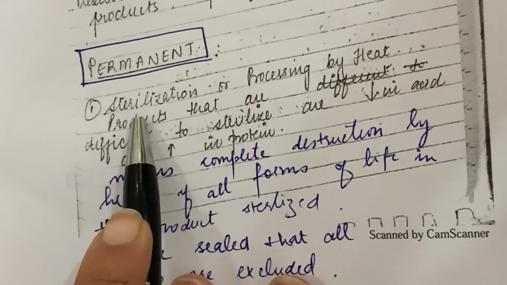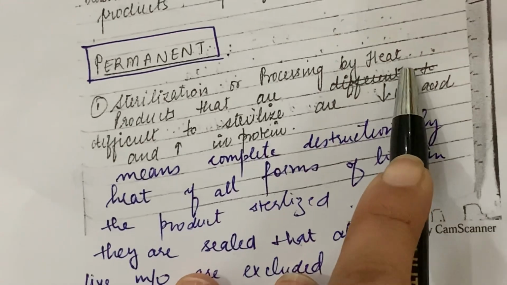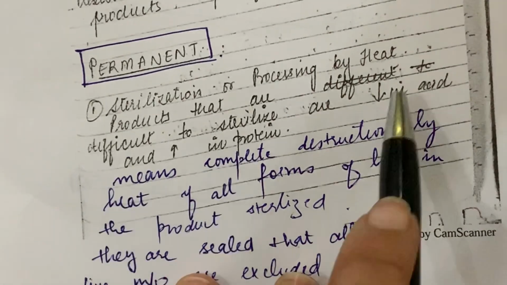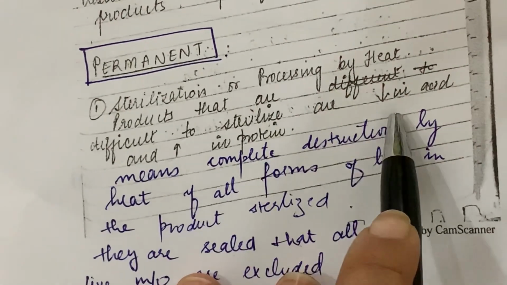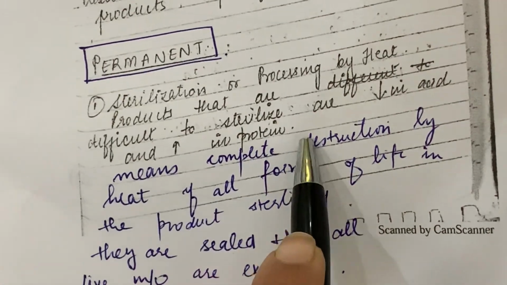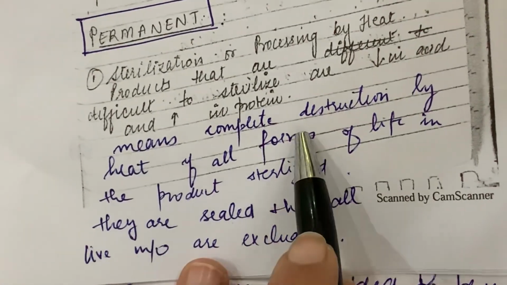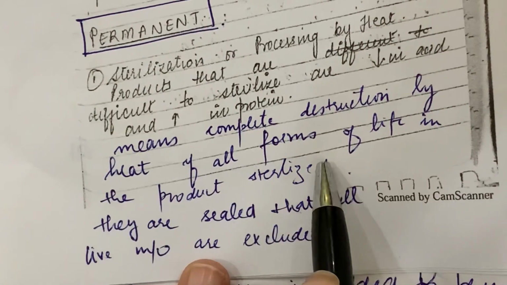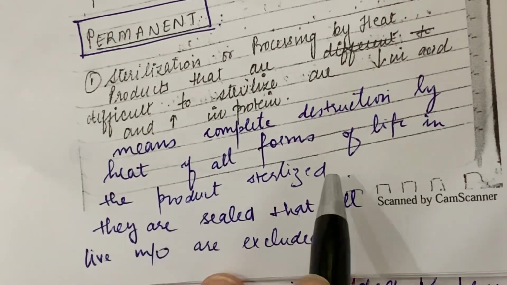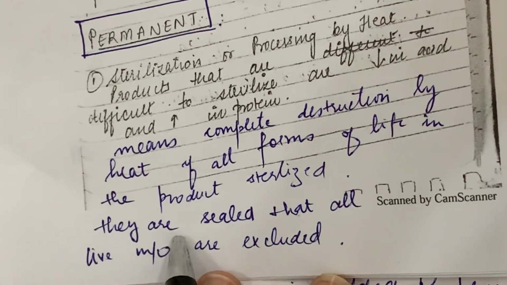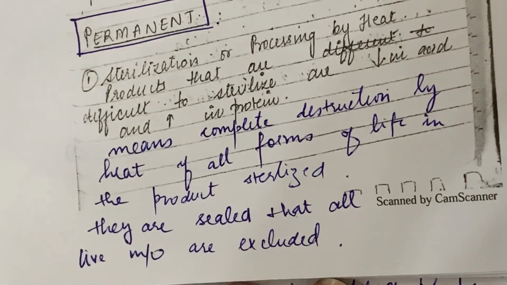The first method is sterilization or processing by heat. The products that are difficult to sterilize are increasing and are decreasing in protein. That means the complete destruction by heat of all forms of life in the product is sterilized. They are sealed so that all living microorganisms are excluded.